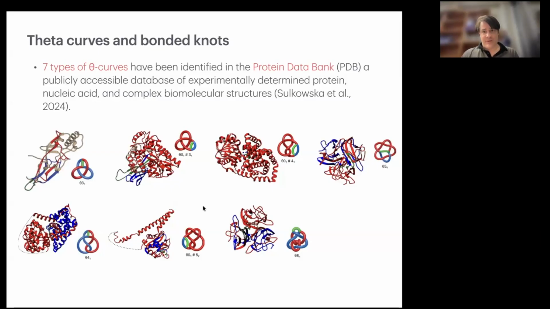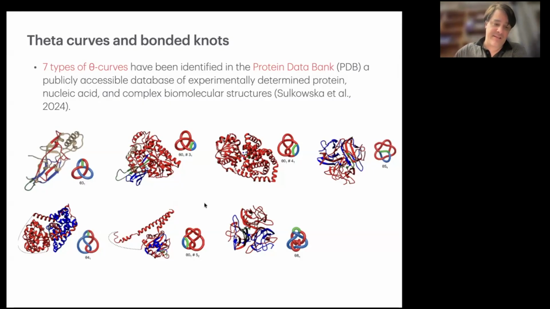So there has been a relatively recent analysis of theta curves inside proteins. This was a paper by Joanna Sulkowska and her students. They identified 7 different types of theta curves inside the Protein Data Bank. That is not considering AlphaFold. And I'm sure that considering AlphaFold, we would have many, many more candidates because we have 1,000 times more structures. So we have non-trivial theta curves inside proteins.